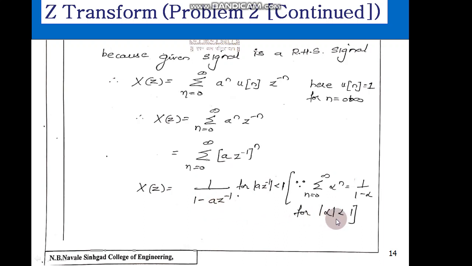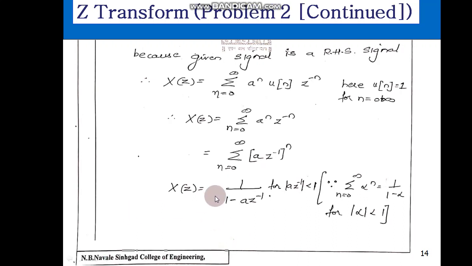But what was the condition? The condition was very simple. Alpha should be less than 1, that we have seen in the previous session. So here also alpha is a z inverse, so the magnitude of a z inverse should be less than 1. Simple. Now this will provide us the ROC.